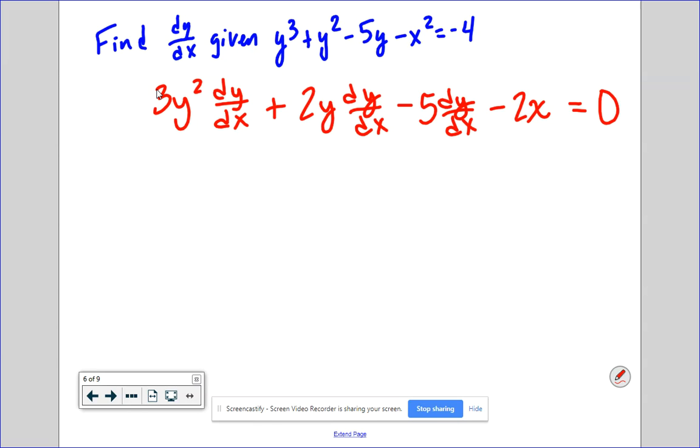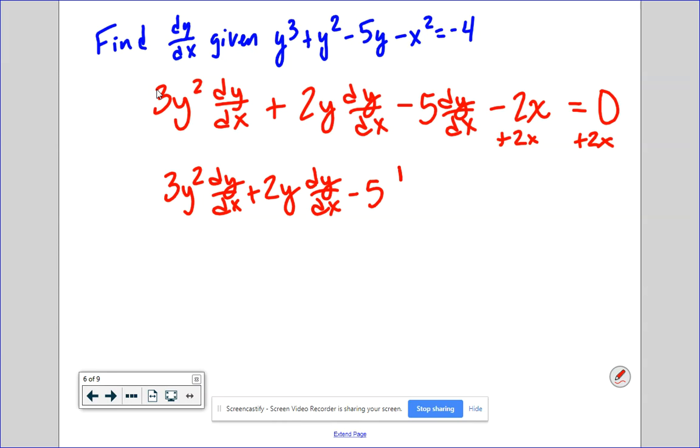So there's step 1. Step 2, move everything with dy/dx to the left side. Well, everything with dy/dx is already there. So then we just move everything that doesn't have dy/dx to the right side. And what is there that doesn't have that? Negative 2x. We're just going to add that to both sides. So if I do that, I've got 3y squared dy/dx plus 2y dy/dx minus 5 dy/dx equals 2x. There's step 2 done.